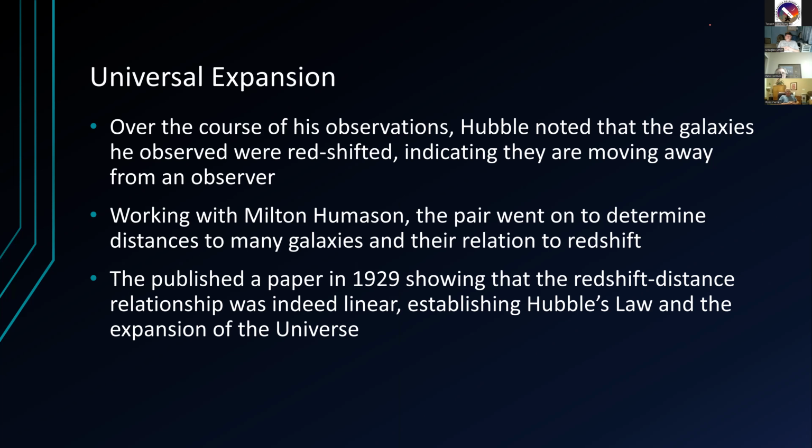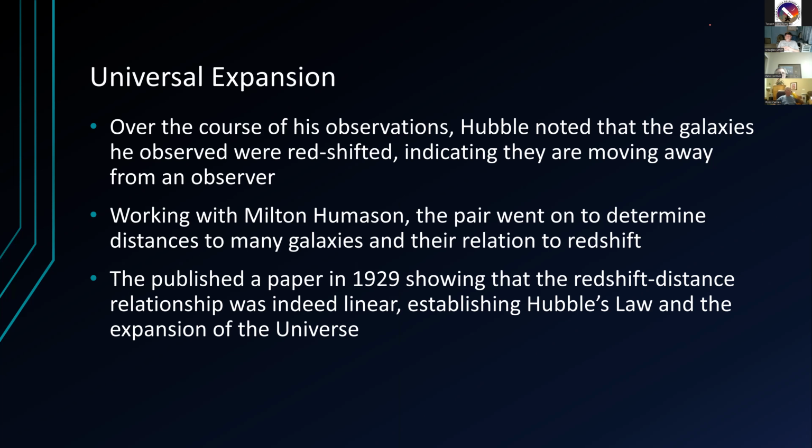And so Hubble had noted that almost all the galaxies that he was observing as part of his work to establish some distance measures were redshifted, indicating that all these galaxies were actually moving away from the Earth. They were just moving away from us.